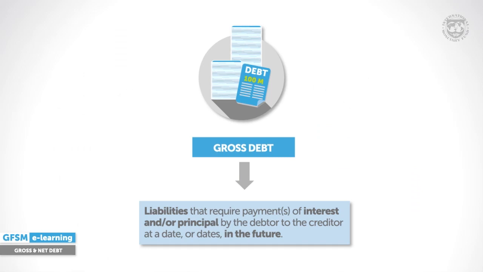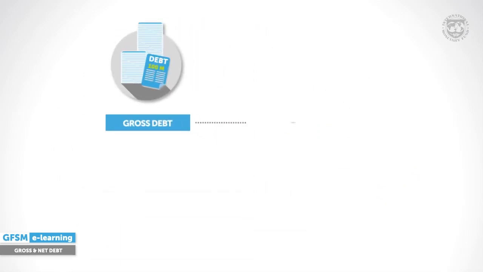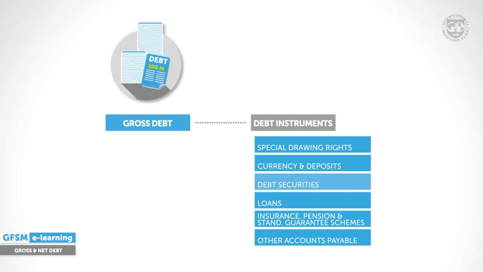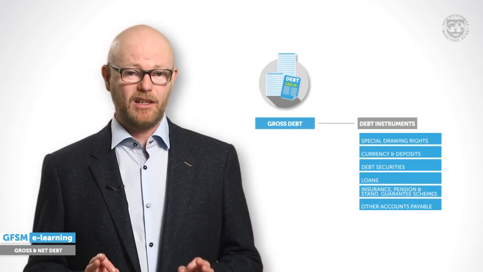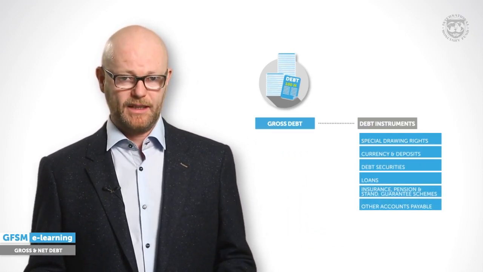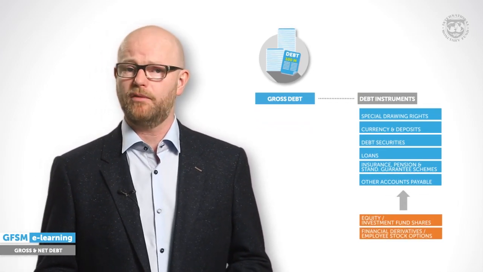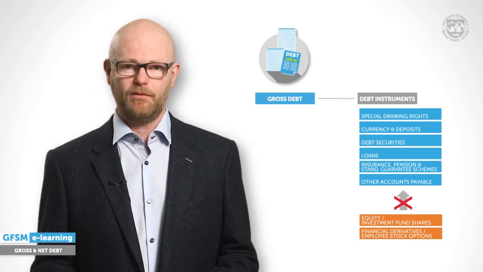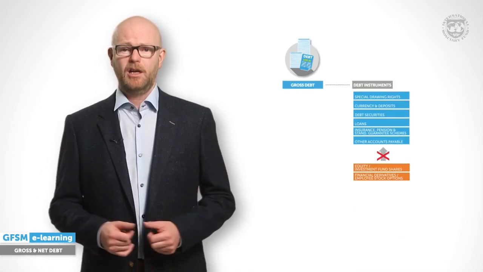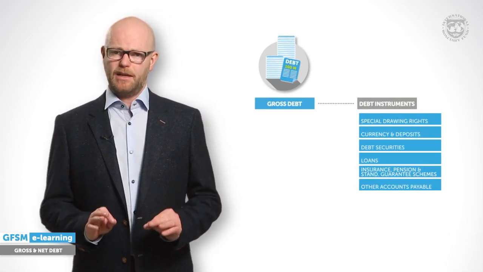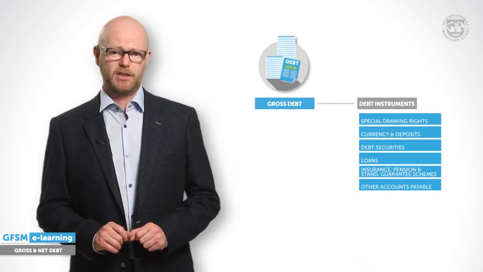Let's look at the instruments that qualify for this definition. In total, there are 6 categories of debt instruments. Debt securities and loans are quantitatively the most important ones. But there are also other instruments with which governments can incur debt, such as pension liabilities for government employees or accounts payable. Please note that debt liabilities do not cover all of GFSM's liabilities. Equity and shares and financial derivatives do not qualify as debt because those instruments don't involve the payment of principal or interest. There is thus a very clear statistical definition of gross debt and its underlying instruments.